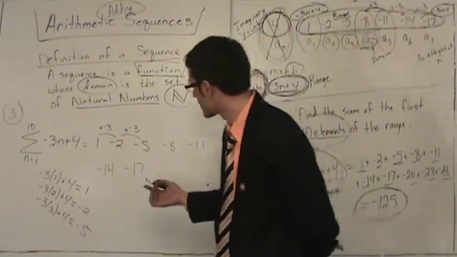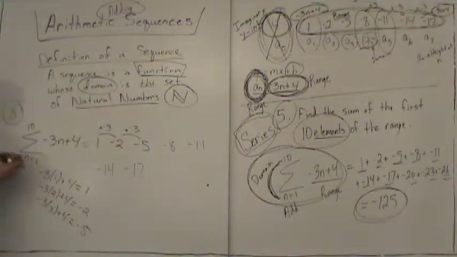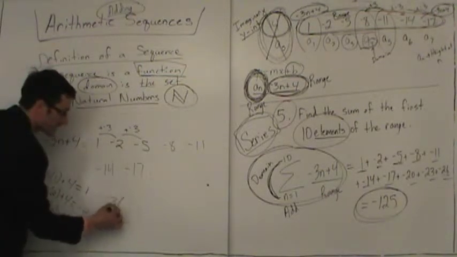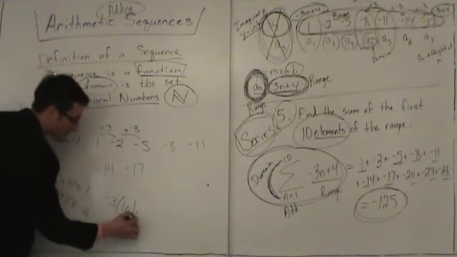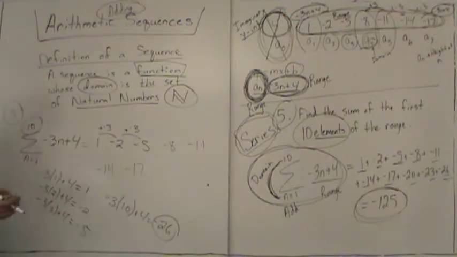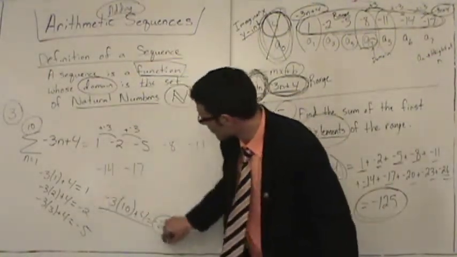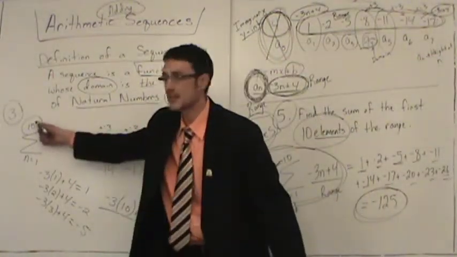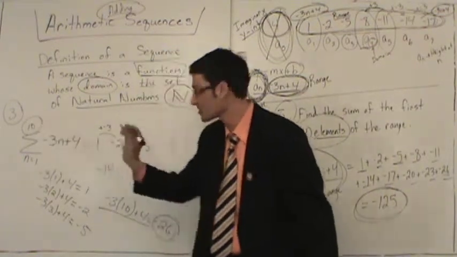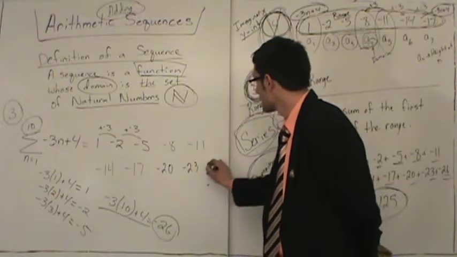Where do we stop? It's nice to know where we have to stop. Either you can count them out, or you can calculate it. We're stopping when we put 10 in for n. Negative 3 times 10 plus 4 is negative 30 plus 4, or negative 26. So we're stopping when we get to negative 26. We put in the last number, 10, for n, remembering that 1 through 10 is our domain. So we have negative 17, negative 20, negative 23, negative 26.